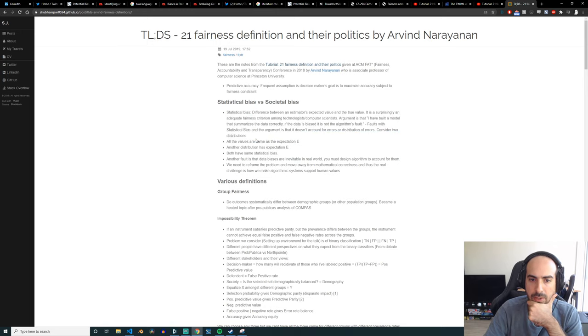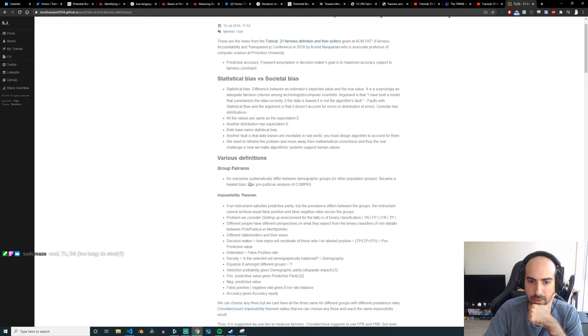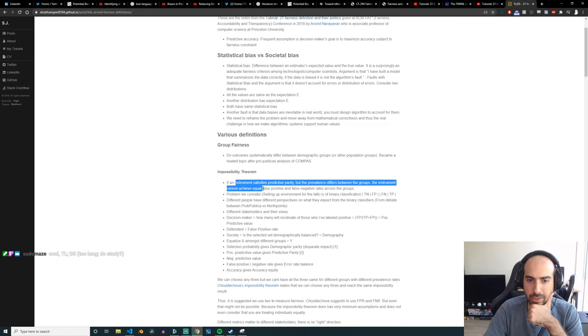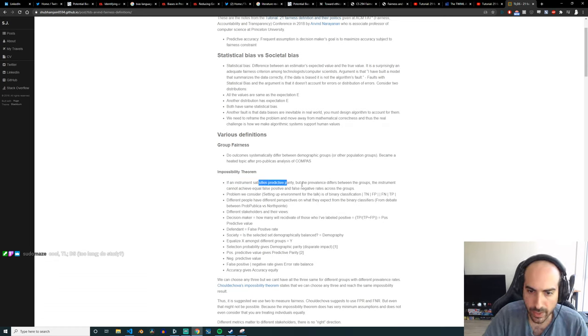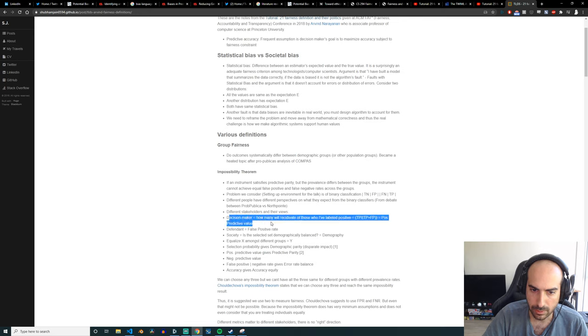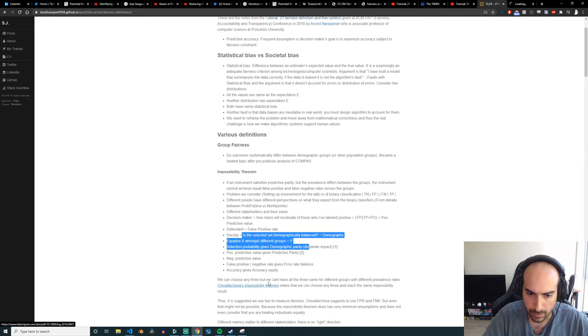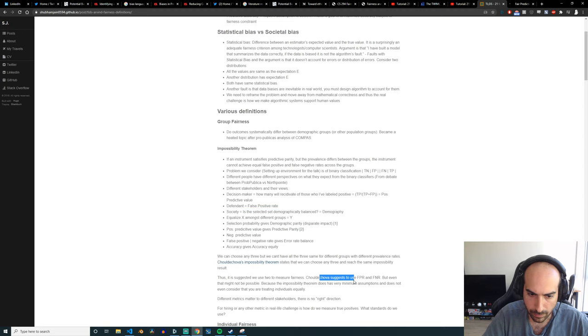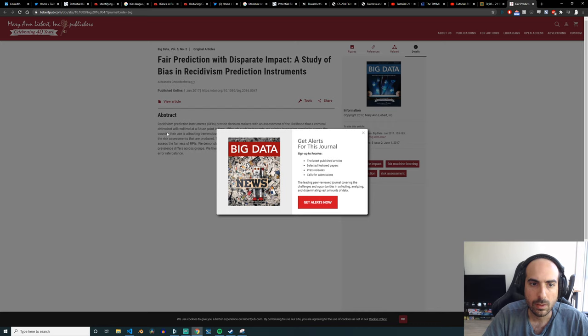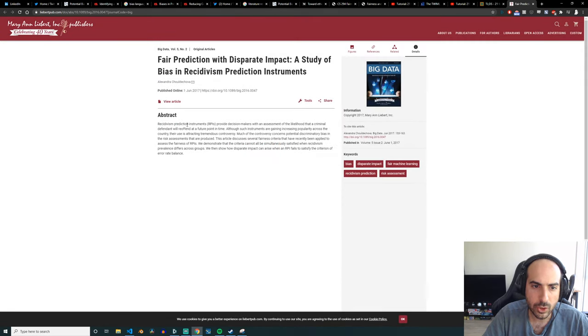Okay. So statistical bias, group fairness. If an instrument satisfies predictive parity, but the prevalence differs between groups, the instrument cannot achieve equal false positive and false negative rates across the groups. Different stakeholders in their view, society, Chouldechova. Recidivism prediction provides decision makers an assessment of the likelihood that the criminal will reoffend at a future point in time. So even though they're gaining a lot of popularity, there's discrimination. We demonstrate that the criteria cannot all be simultaneously required across all groups.